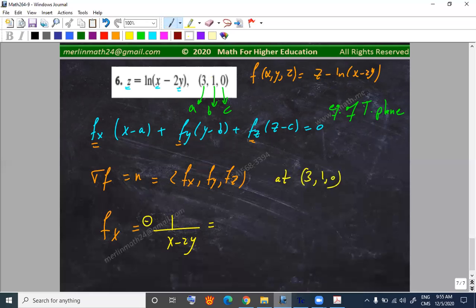Now you want to plug in the point at (3, 1, 0). How much is x? 3. How much is y? 1. Plug this in. What do you get? You get minus 1 over 3 minus 2, which is minus 1. Finish.